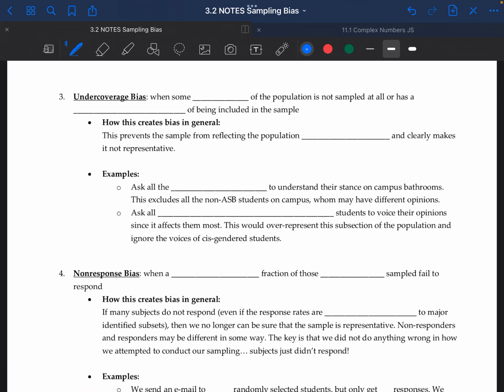All right, moving on to the next bunch here, undercoverage bias. Undercoverage bias is when some portion of the population is not sampled at all or has a reduced chance of being included in the sample. Okay, so think about why that would create a bias. I think that's pretty obvious, but can you think of some examples where that would happen?